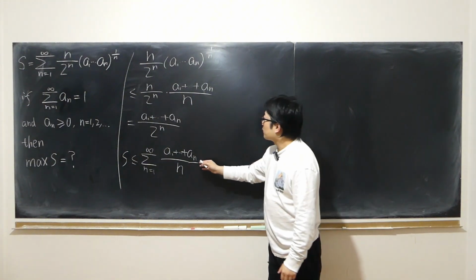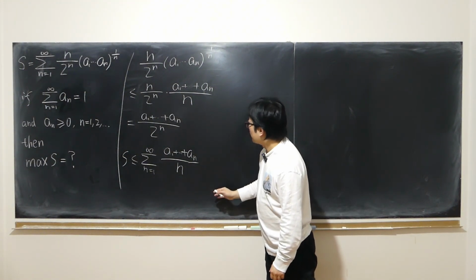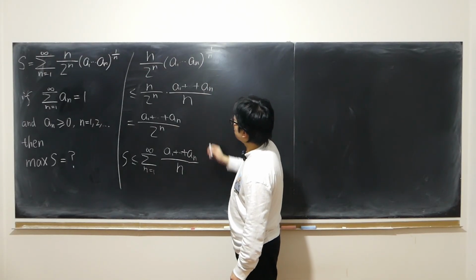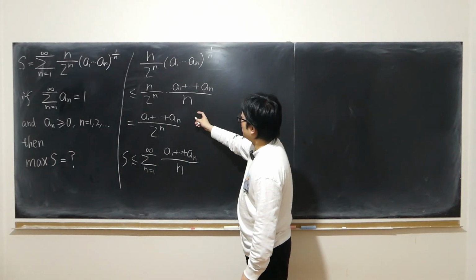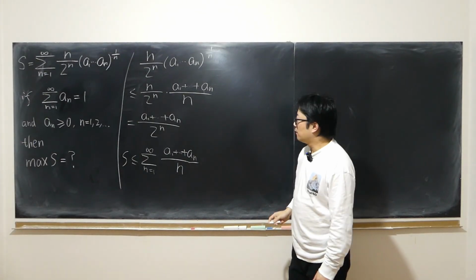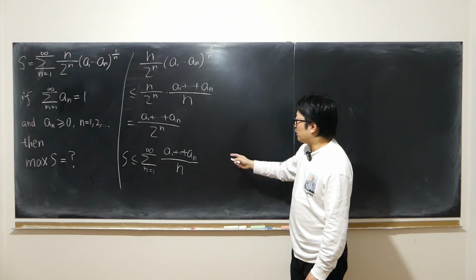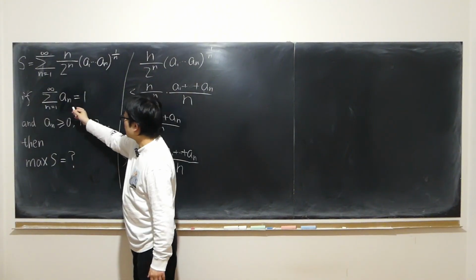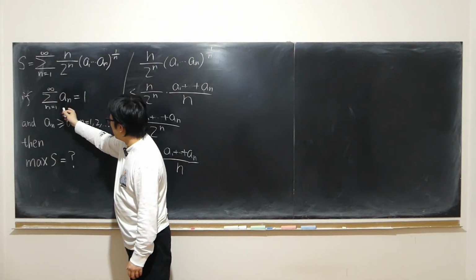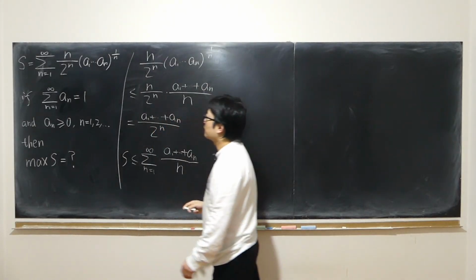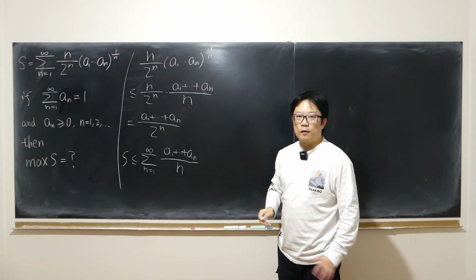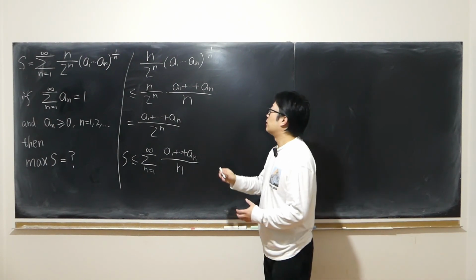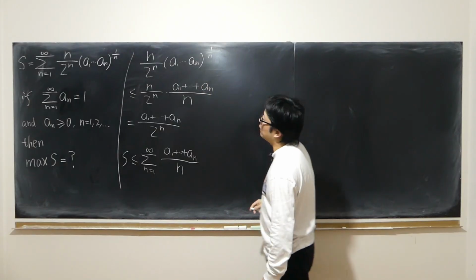Now, if that's the case, what can we say about this? Can we say the maximum value is reached when every term is equal to each other, a1 equal to a2 all the way up to an? So what does that mean? Each term is equal to 1 over n. And we also have to satisfy the condition that a1 plus a2 all the way to infinity is equal to 1. So that doesn't make a lot of sense to me. Plus, the solution cannot be that straightforward.